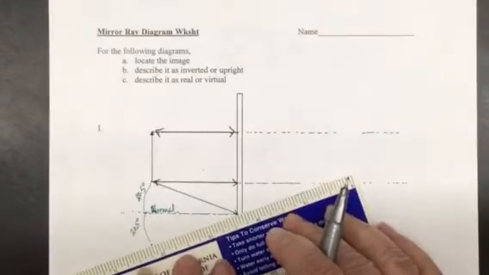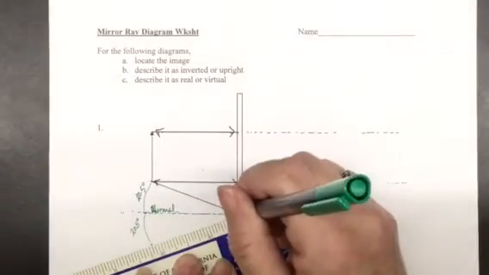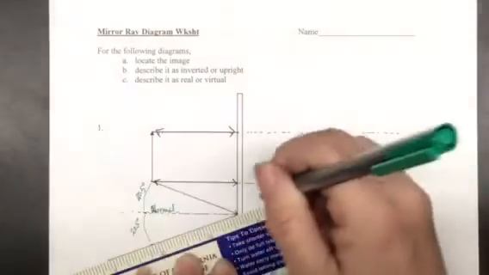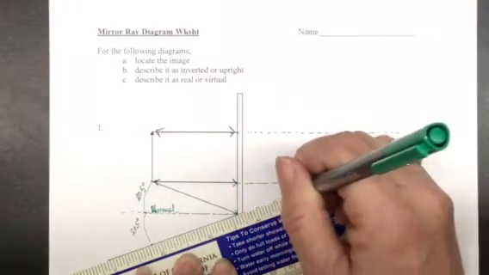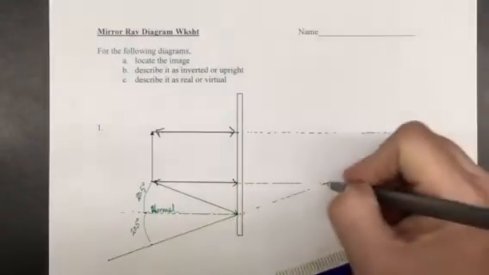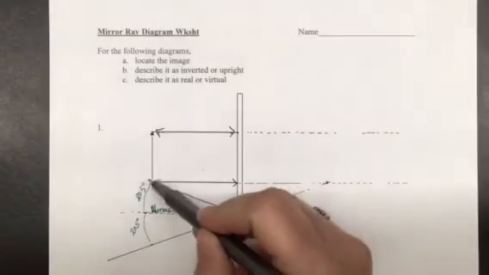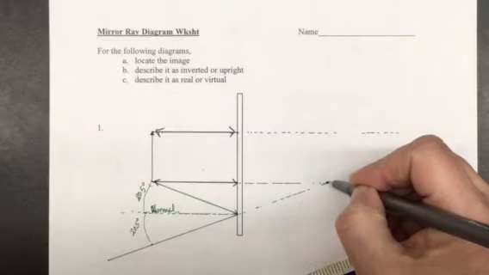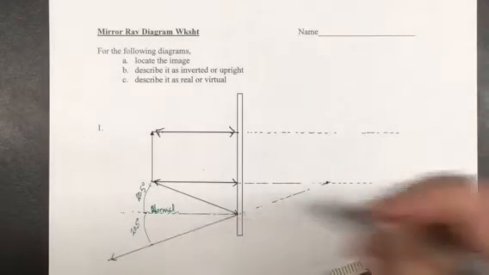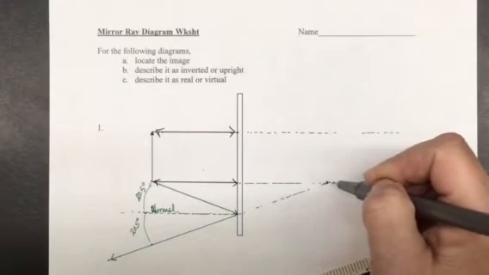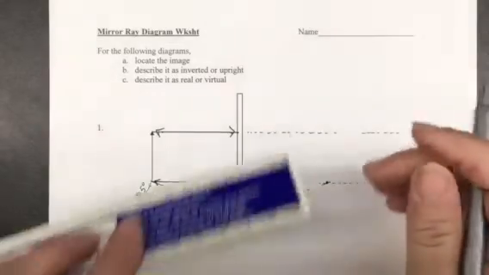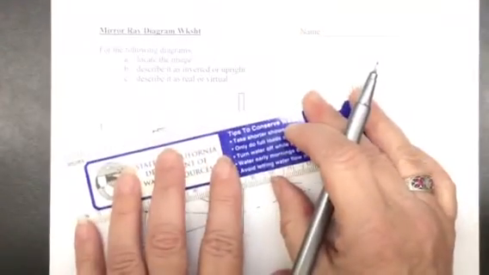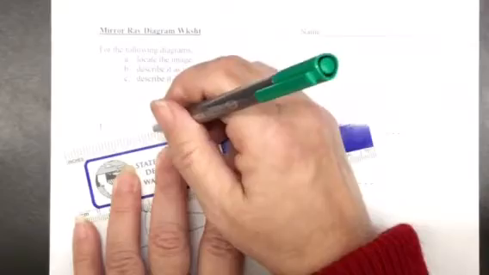And then I'm going to draw in the reflected ray and go dotted behind. And since both of those light rays originated at the bottom of the object, where they meet up, that is the bottom of the object or the image. So we're going to do the same thing from the top. Pick a ray, any ray.